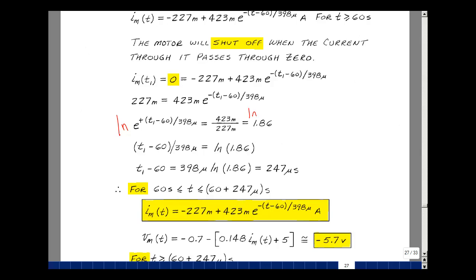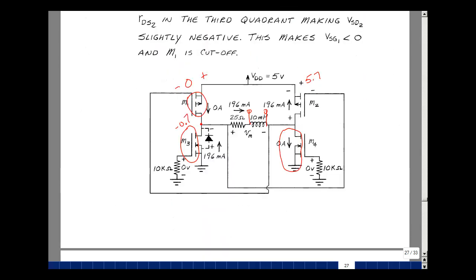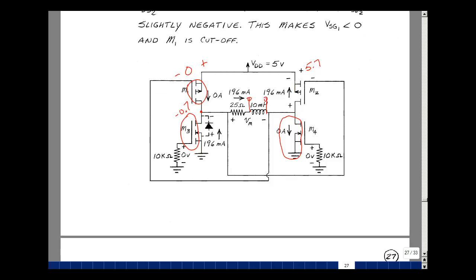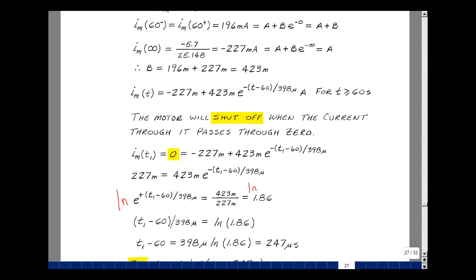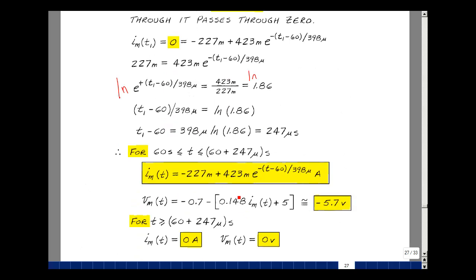Now let's figure out what the voltage across the motor is during all of this. Let's again go back to the previous page. The voltage across the motor is going to be this node voltage minus this node voltage. This node voltage is minus 0.7, and this node voltage here is going to be the current flowing through here, through the resistance of 0.148 ohms, and then plus 5 volts. Let's go back to that. This is a pretty small number. We're multiplying that times another small number, so this is roughly minus 5.7.